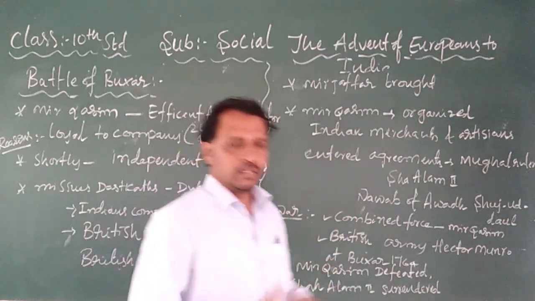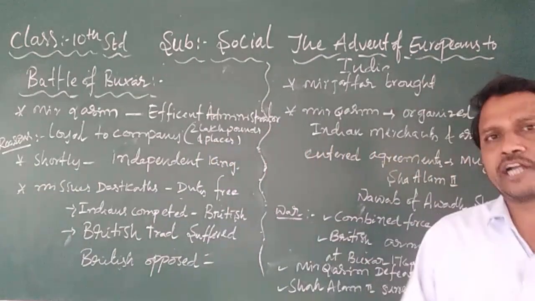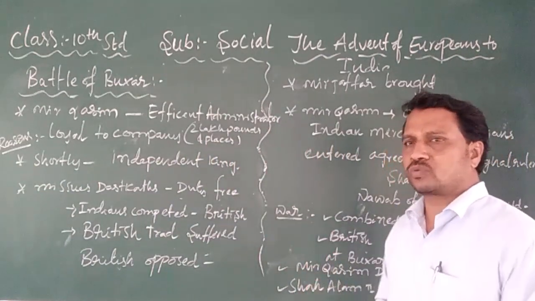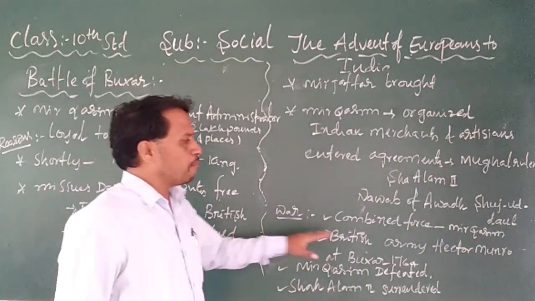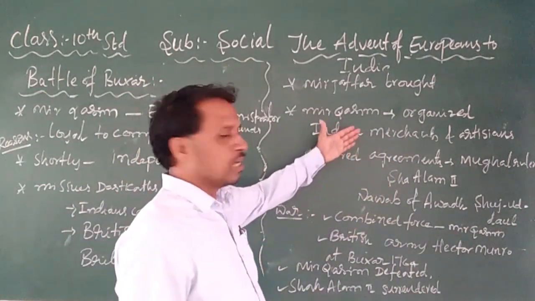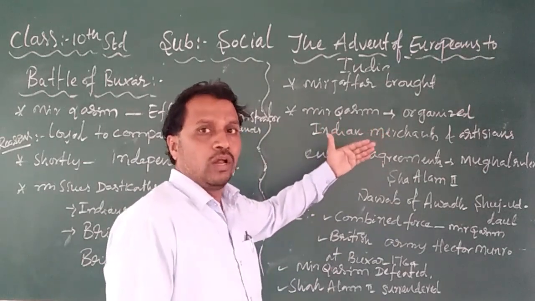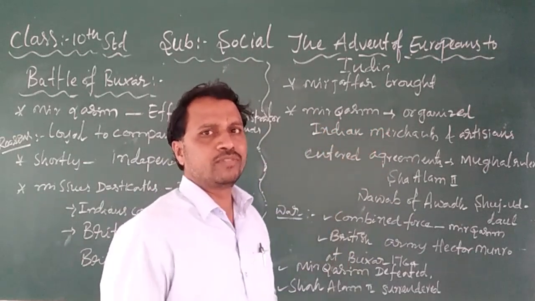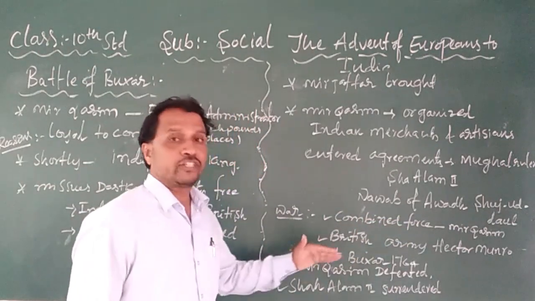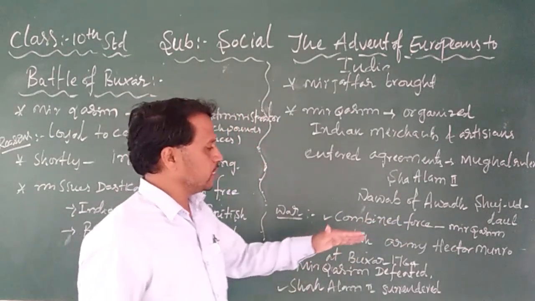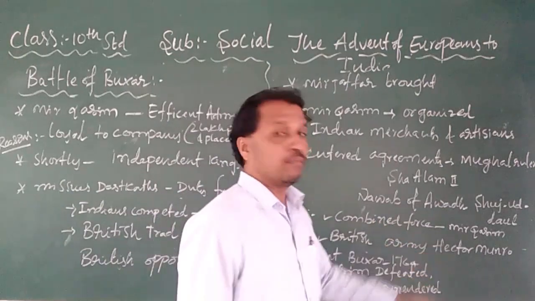And now the war development. How did the war continue? The war development we discuss from here. In the war development, I told you about the combined force of Mir Qasim. So the combined force of Mir Qasim faced the British army, especially the army led by Hector Munro.